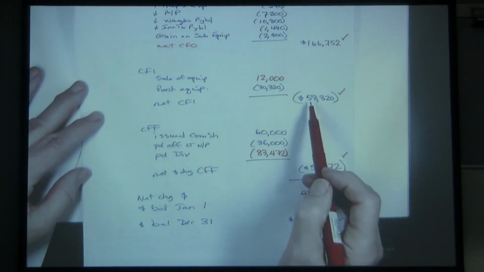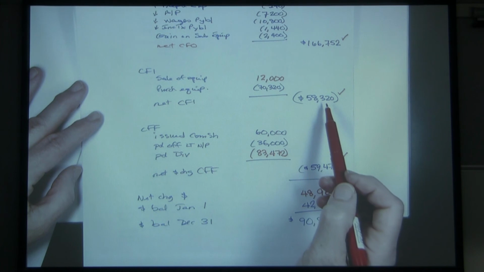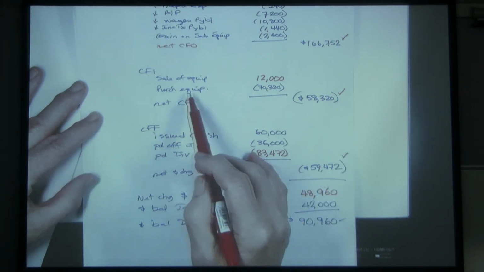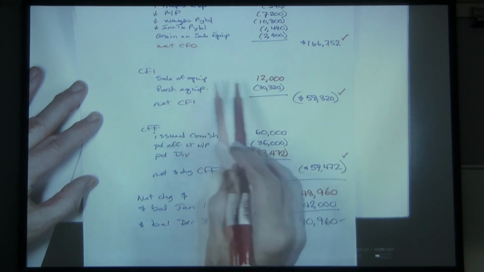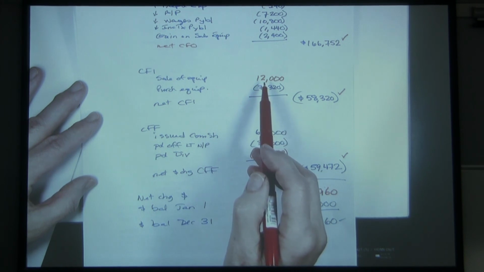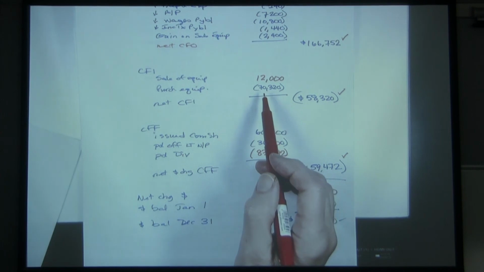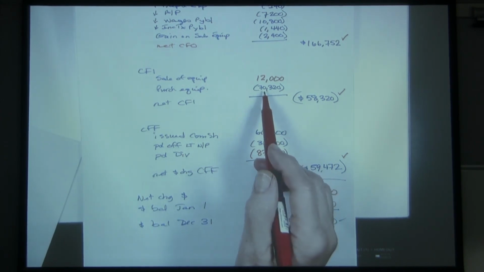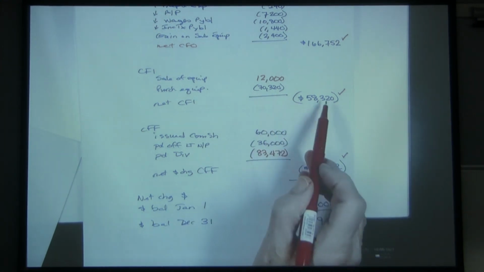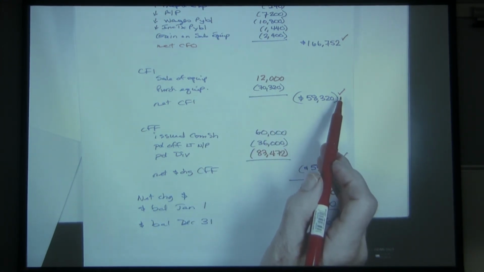Secondly, having a negative cash flow in CFI is actually a pretty good sign because it means that we're investing in our company. So in this case, we sold old equipment, but we bought new good equipment, which means we're improving our equipment in our factory or just our assets in general. So that is actually a pretty good sign.